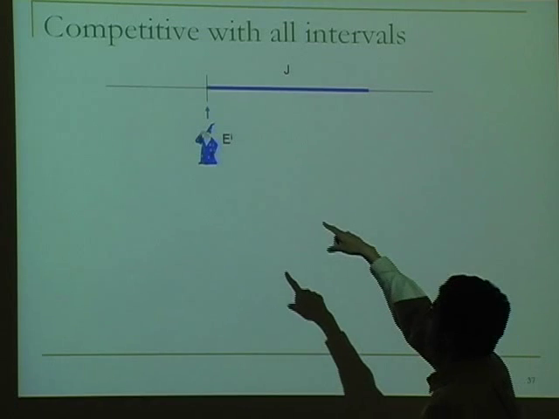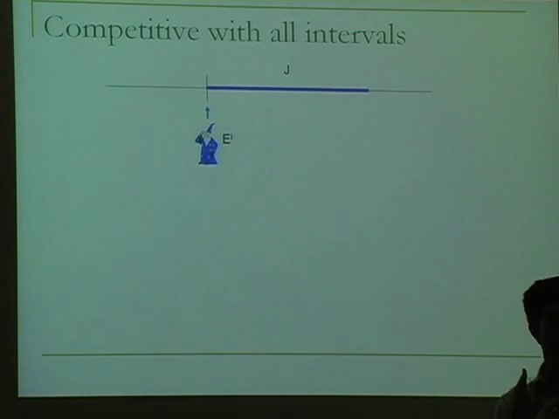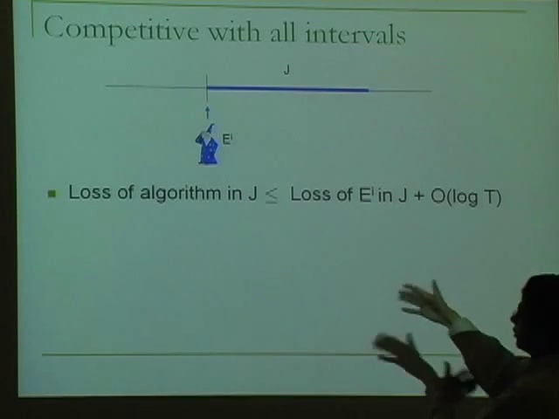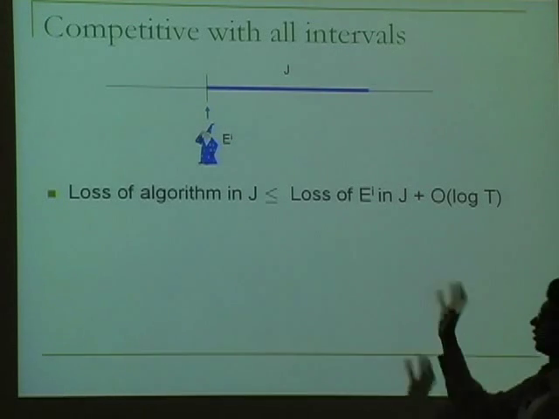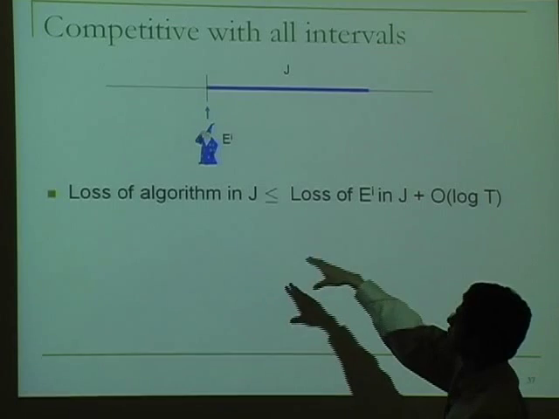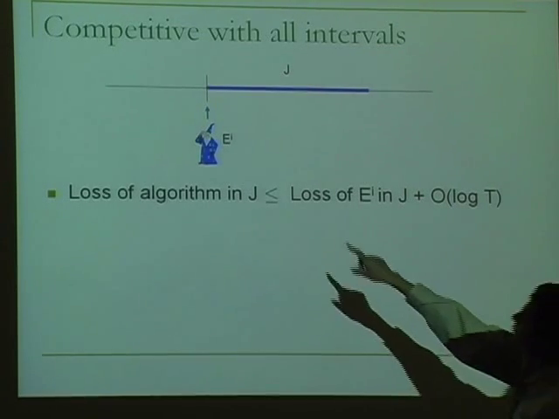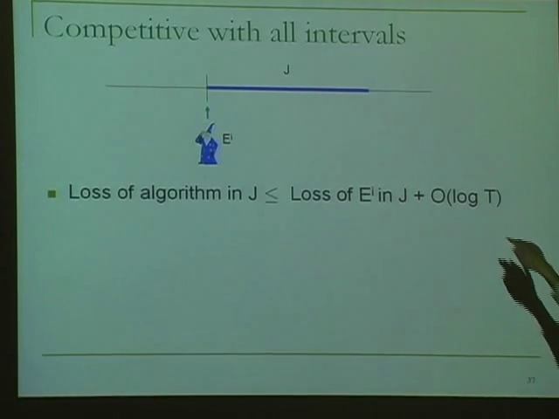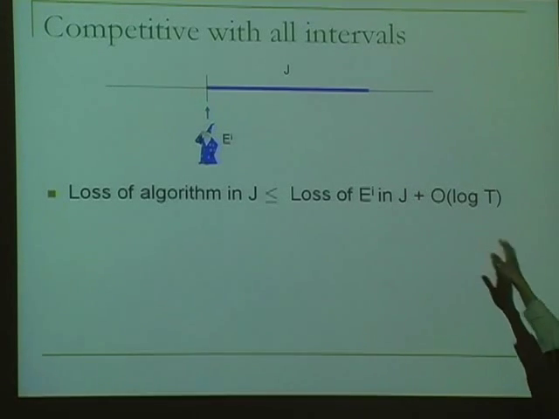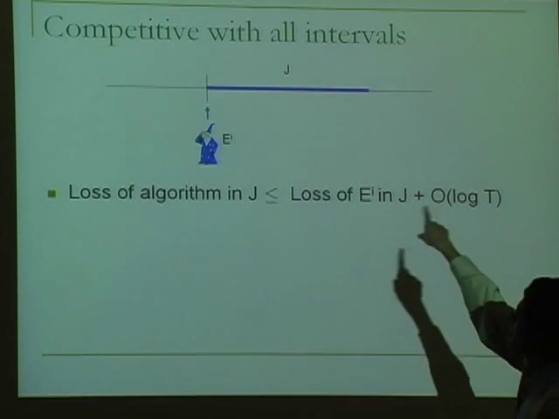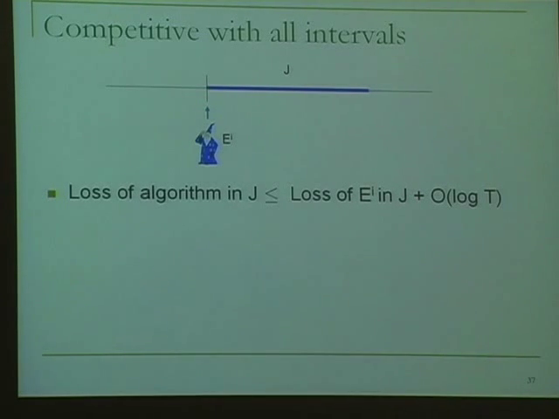Let's take the expert e_i, which corresponds to the first time step in that interval. We can prove, and I'm not going to prove it, but that's the main technical meat, that the loss of our algorithm in that interval is less than the loss of this expert in that interval plus, say, an O of log t. So let's say we're in the square loss case. So we're going to pay an additional O of log t, but we get this kind of a thing.